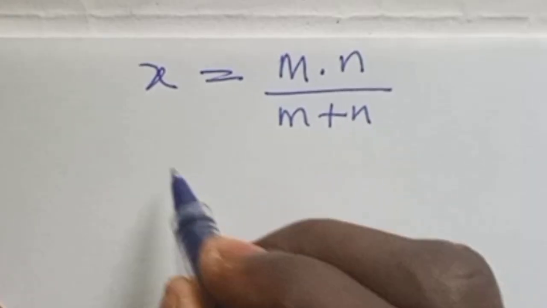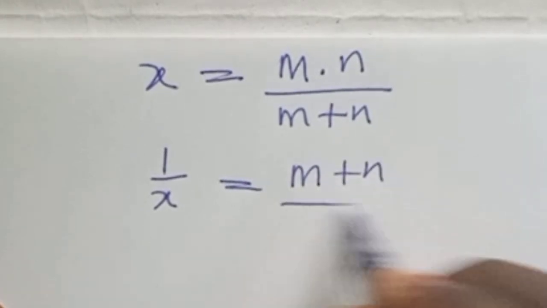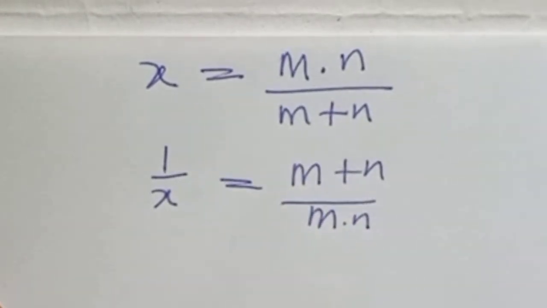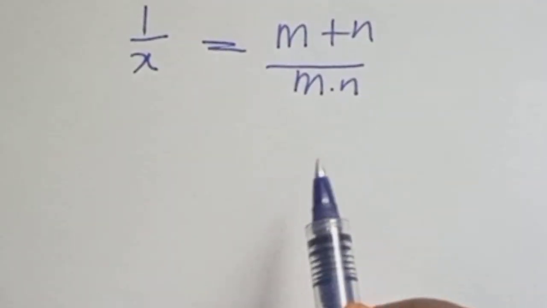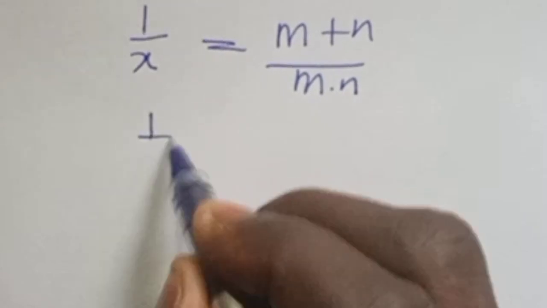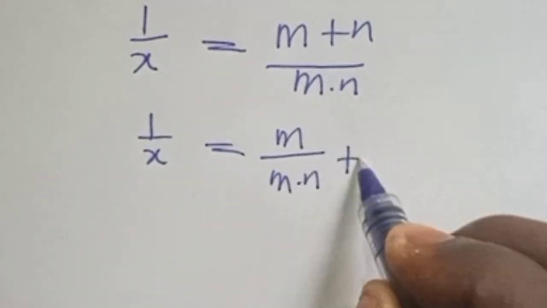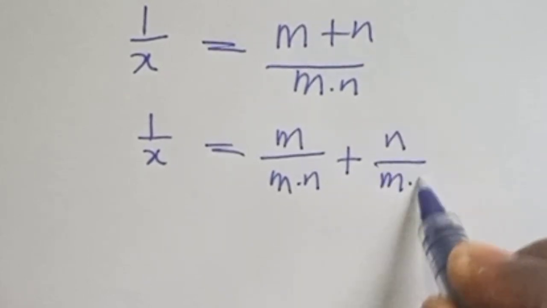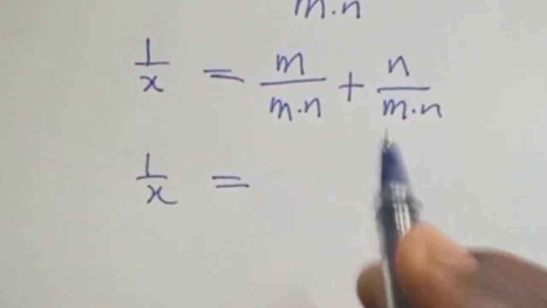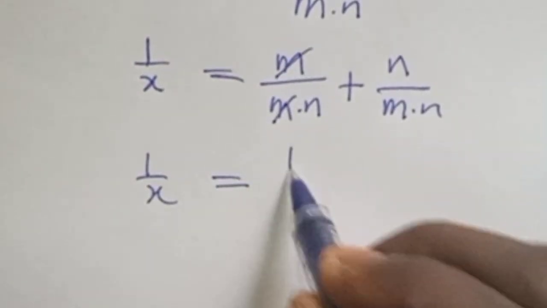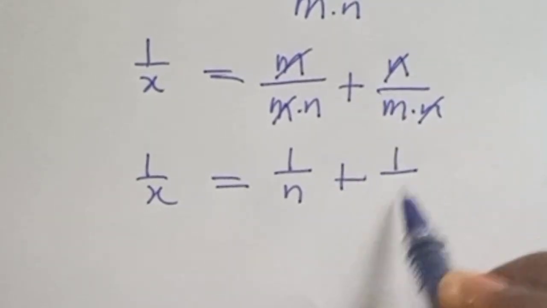So if we take the reciprocal, then we have 1 over s is equal to m plus n all over m times n. Now they have a common LCM, so we can write them as separate fractions: 1 over s is equal to m over m times n plus n over m times n. Here we have 1 over s equals, m can cancel m to be left with 1 over n, plus n takes care of n, here will be 1 over m.